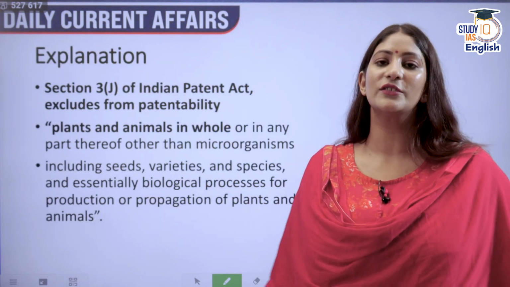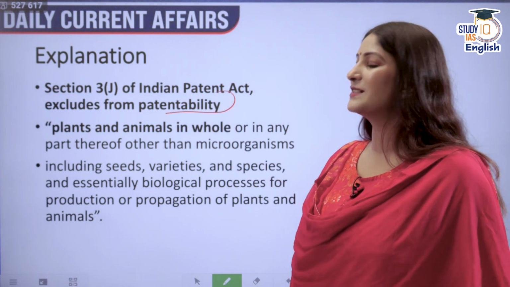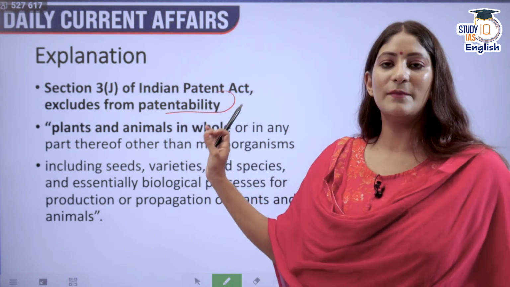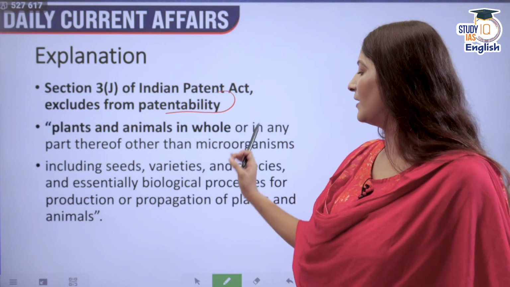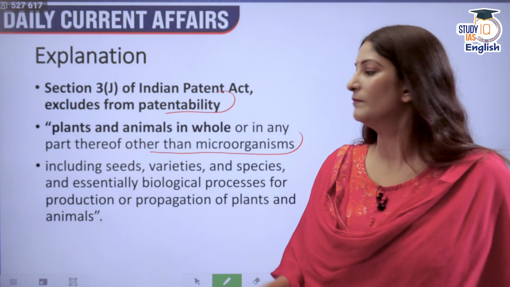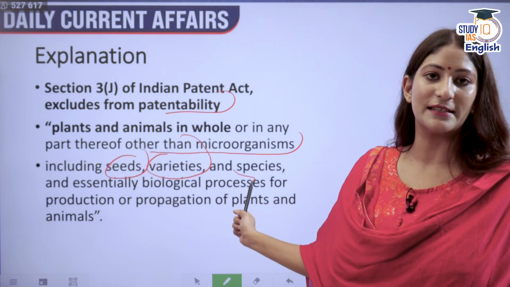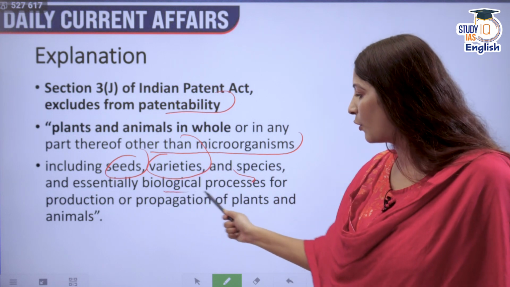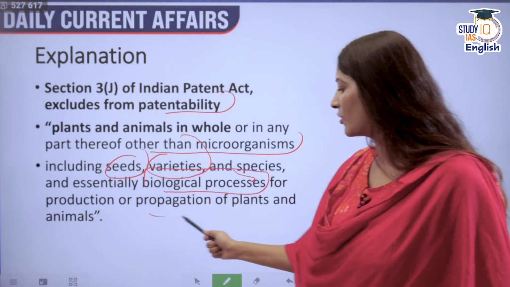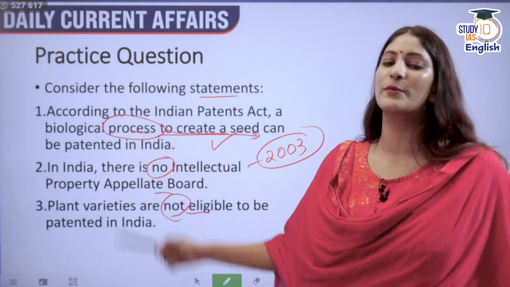Section 3 clause J of the Indian Patents Act excludes from patentability plants and animals in whole or any part thereof other than microorganisms. I am quoting, including seeds, varieties and species, and essentially biological processes for production or propagation of plants and animals. So here it was talking about biological process only.